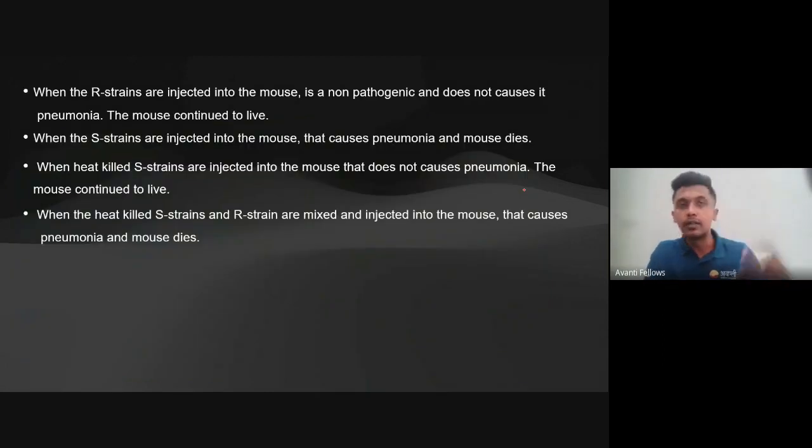So ultimately, Griffith could understand that some genetic material was transferred between the S strain and the R strain, and he could not conclude what is the biochemical nature of this genetic material. So that left another gap for people to research and analyze what might be the genetic material.